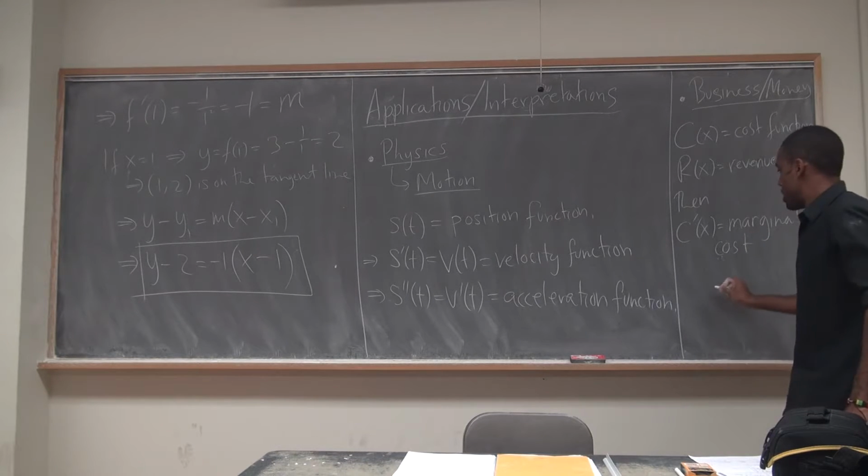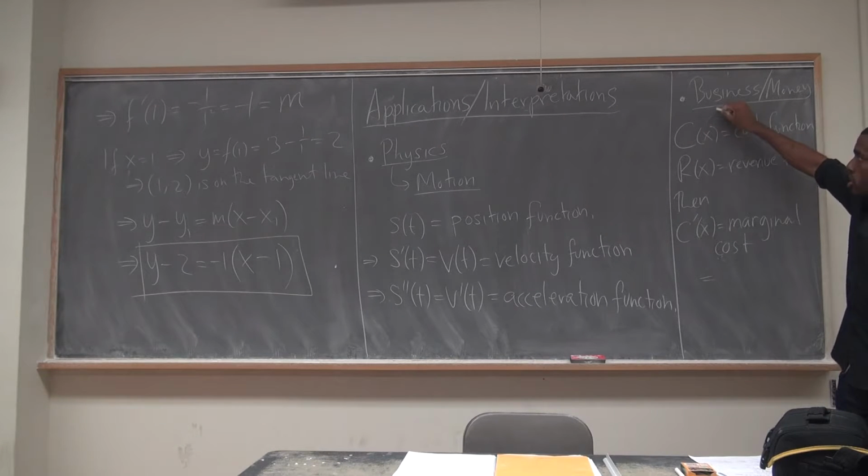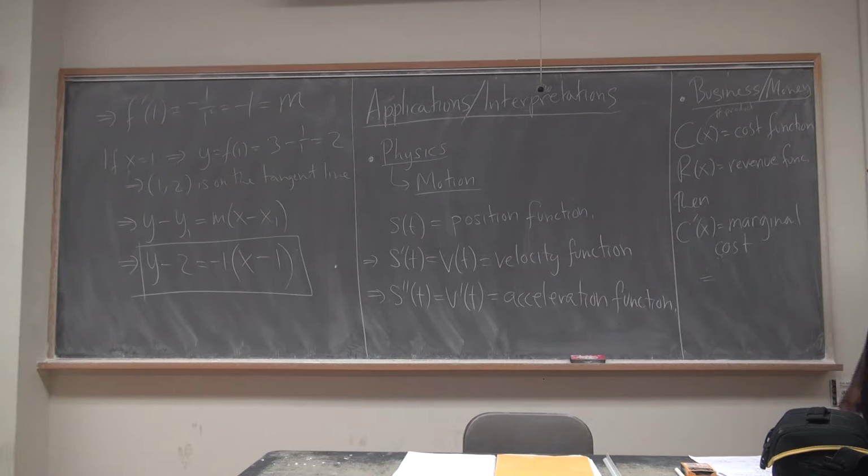Right? And how would you describe the marginal cost? Usually x would be the number of products, right? So it's the number of products you sell or manufacture, and you have a cost based on how many things you're producing. So in this case, what would the marginal cost mean? How would you interpret it? How much more would all the products cost for every extra unit?